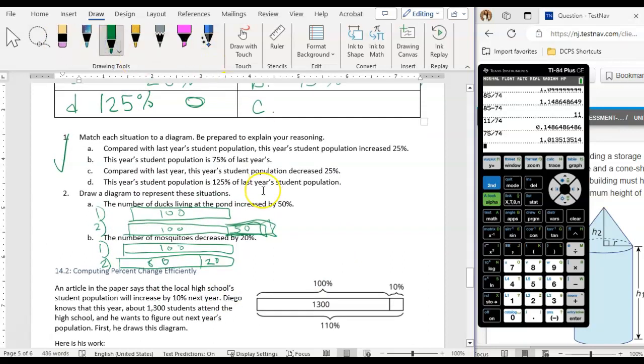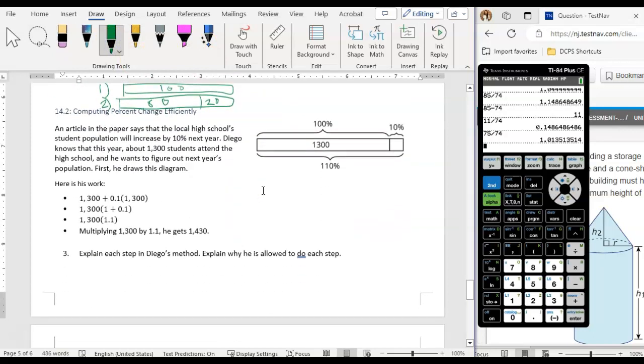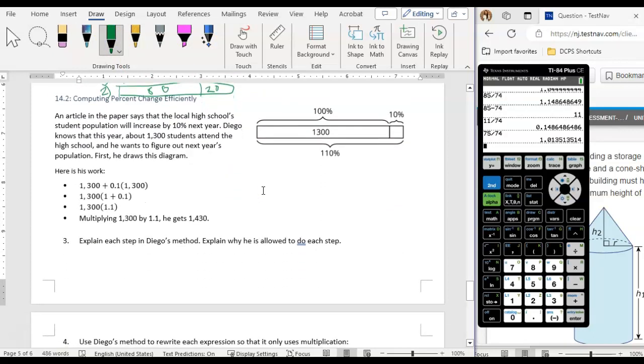Okay. All right, let's take a look now at computing percent change efficiently. So here, an article in the paper says the local high school's student population will increase by 10% next year. Diego knows that this year about 1,300 students attend the high school, and he wants to figure out next year's population. So he draws his diagram. This is 1,300, the 100% that exists this year. If we add another 10%, we'll have 110% of 1,300.